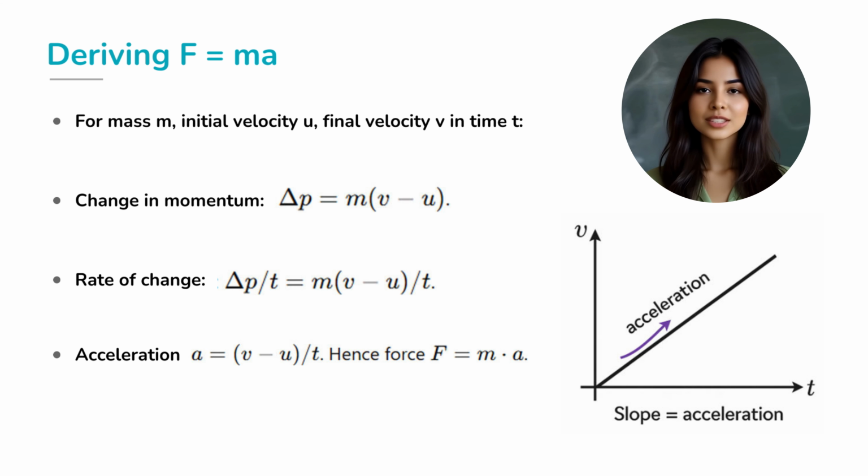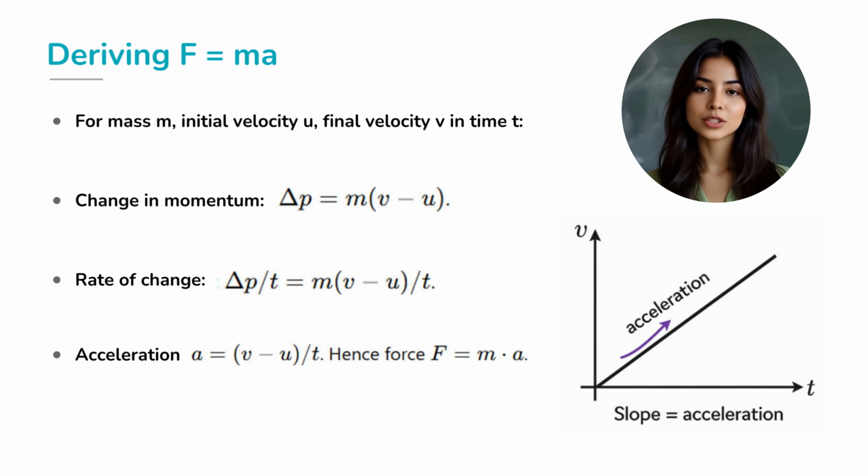Let's derive this step by step. Suppose a body has mass m, initial velocity u, and final velocity v in time t. Change in momentum equals mass multiplied by the change in velocity. That is m times (v minus u). Divide by time, force equals m times (v minus u) divided by t.